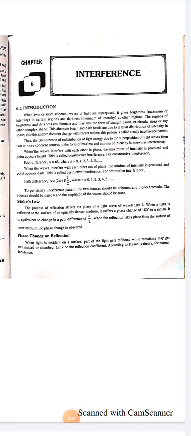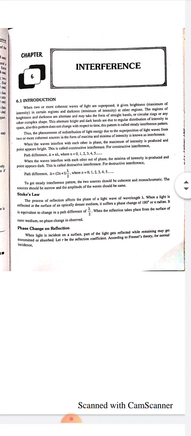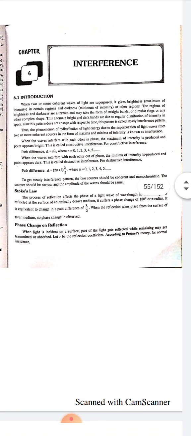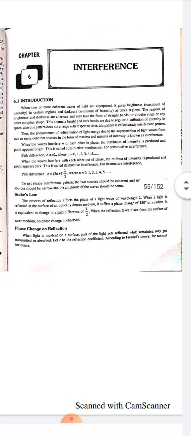Friends, here we are going to discuss the next topic of Unit 2 of Paper 1, interference. Interference is nothing but, here to remember the definition: interference is the phenomenon of redistribution of the light energy due to the superposition of light waves from two or more coherent sources in the form of maxima and minima of the intensity. Okay.